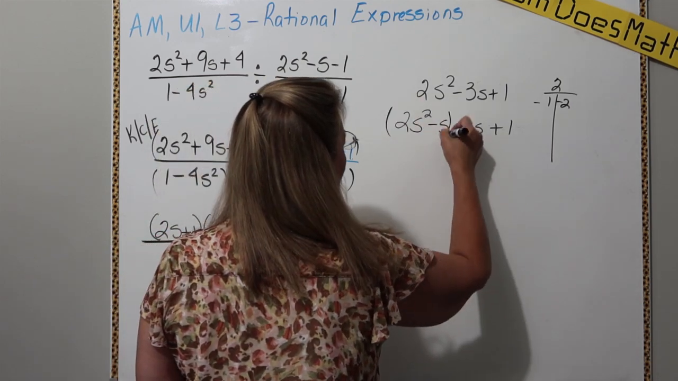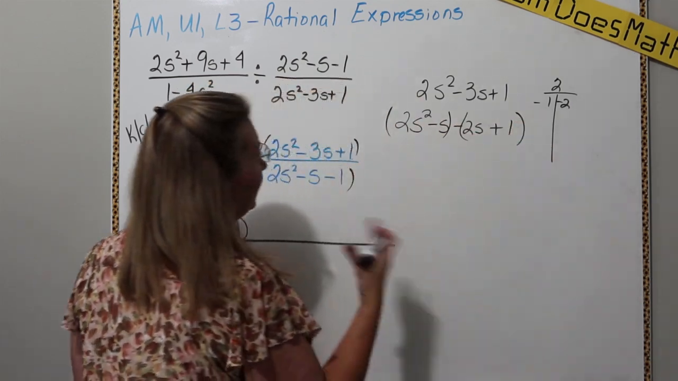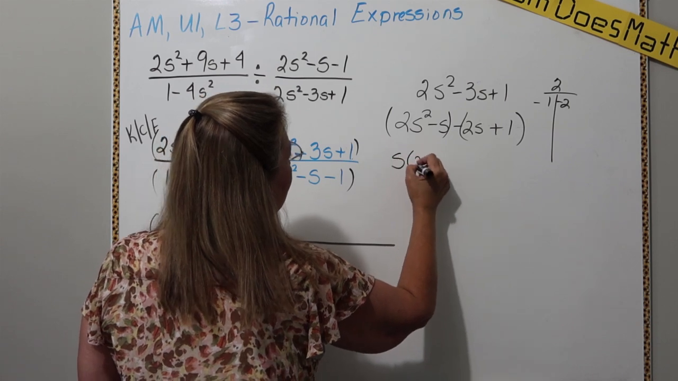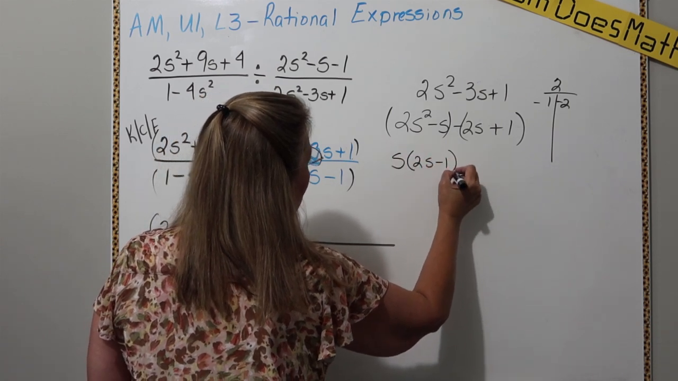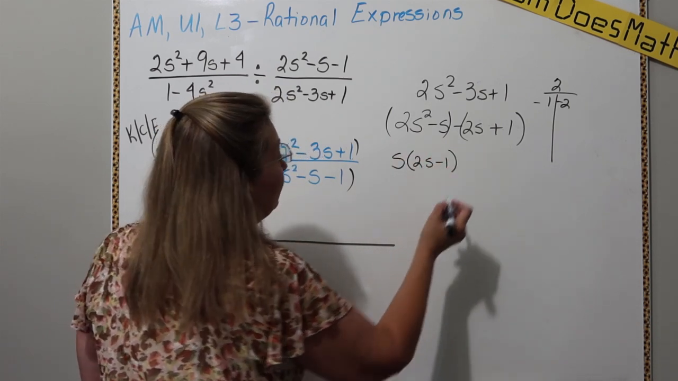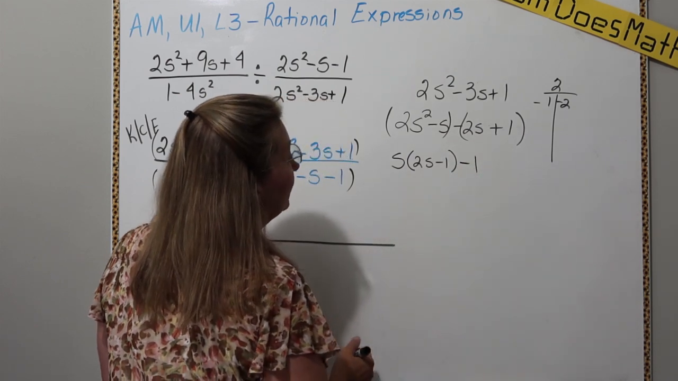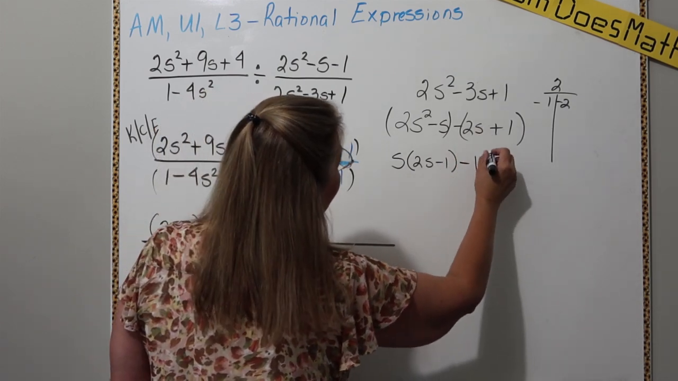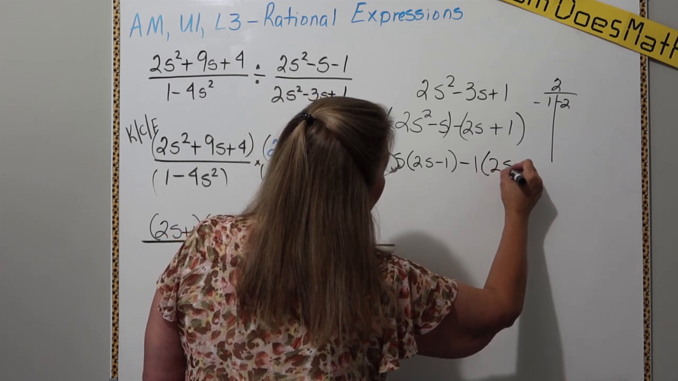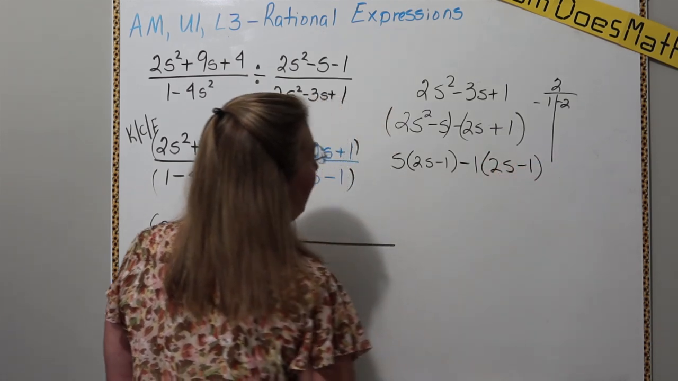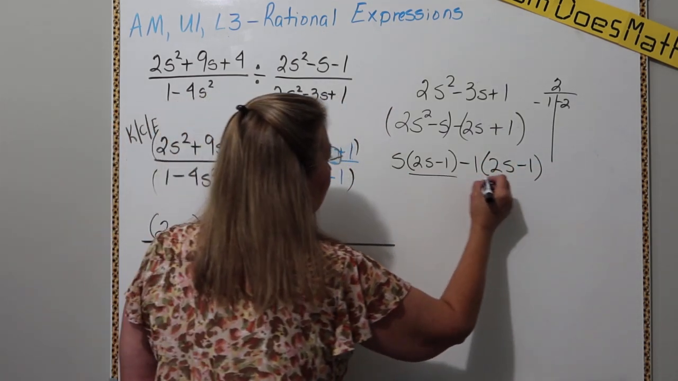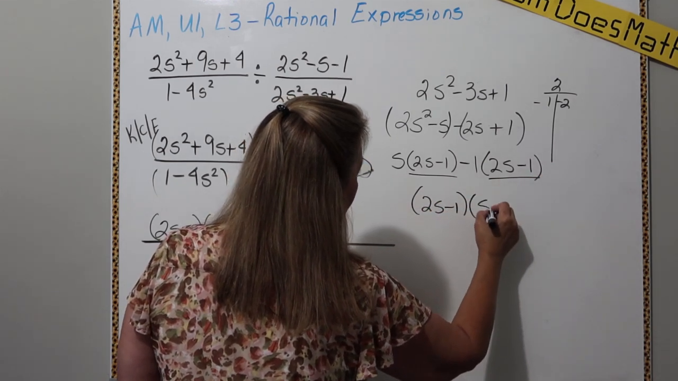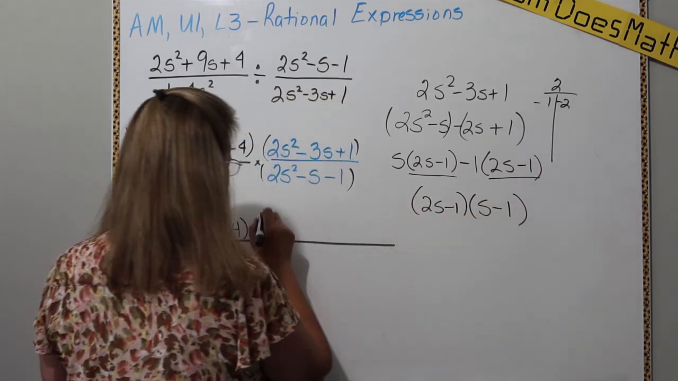Then we're going to group and take out greatest common factors. Greatest common factor here is s, so that's going to be 2s minus 1. Greatest common factor here is just negative 1. Now when I take that negative out, it's going to change this sign, so I've got 2s minus 1. Now these are common, so I have 2s minus 1 times s minus 1.